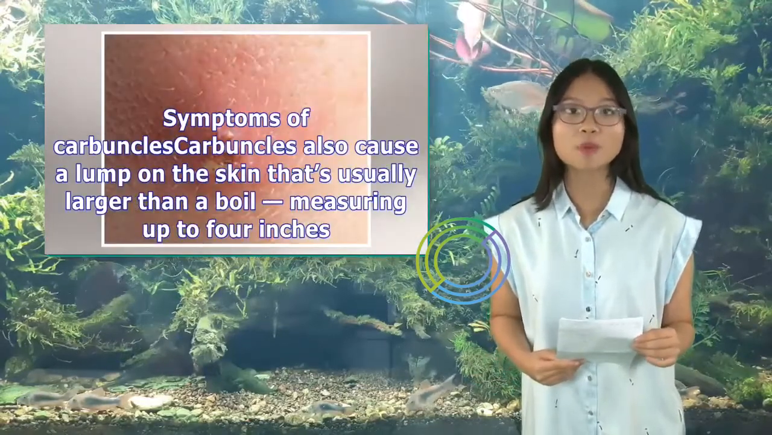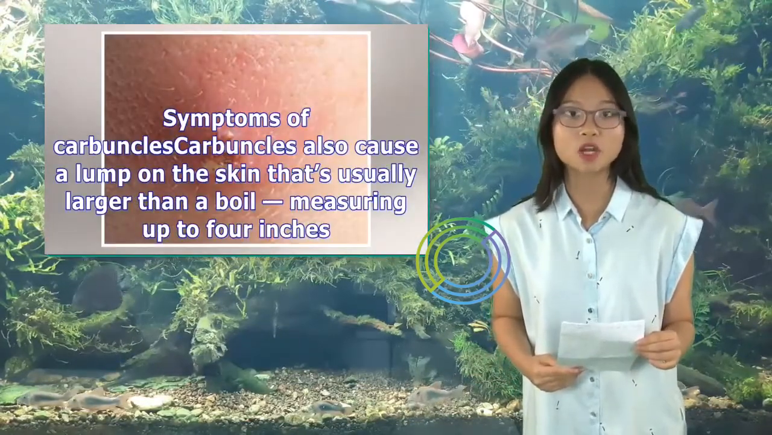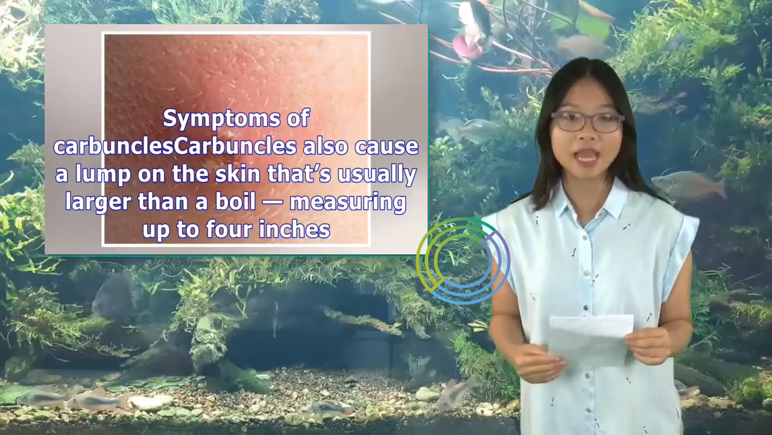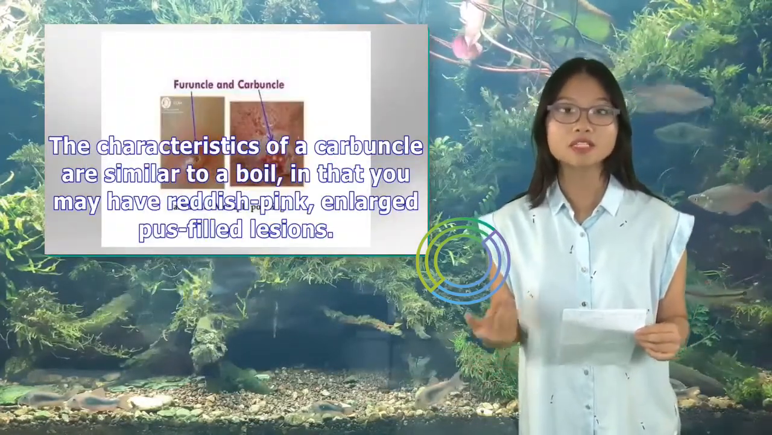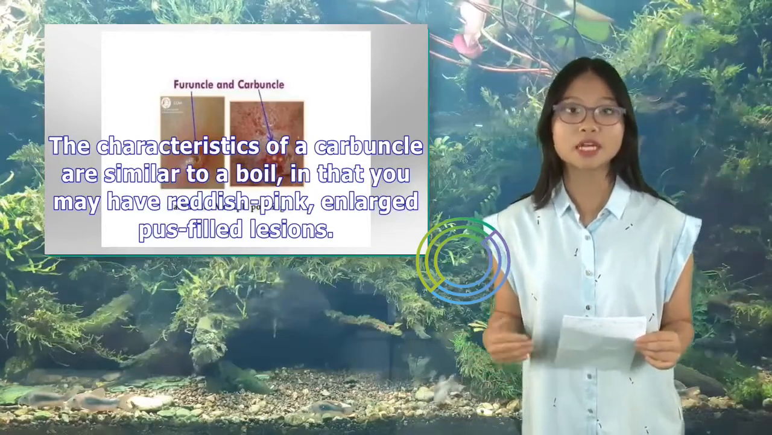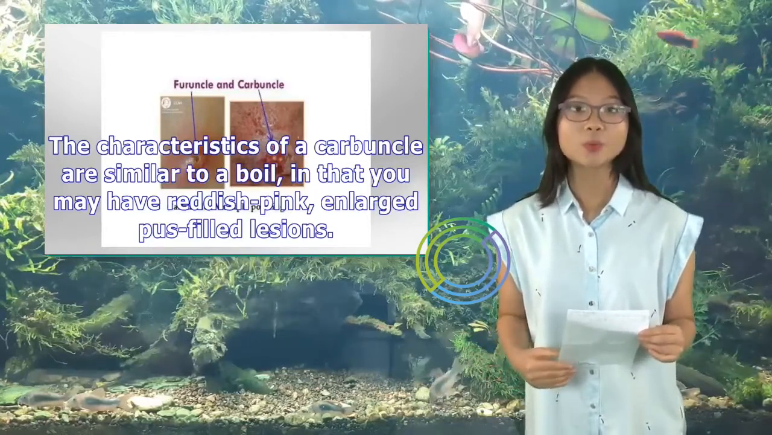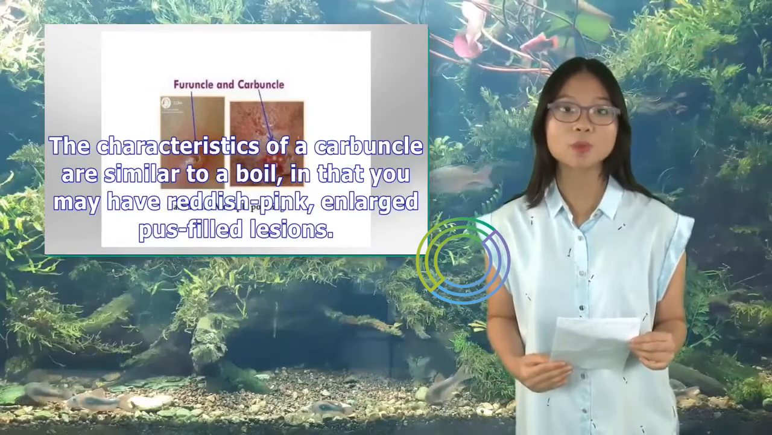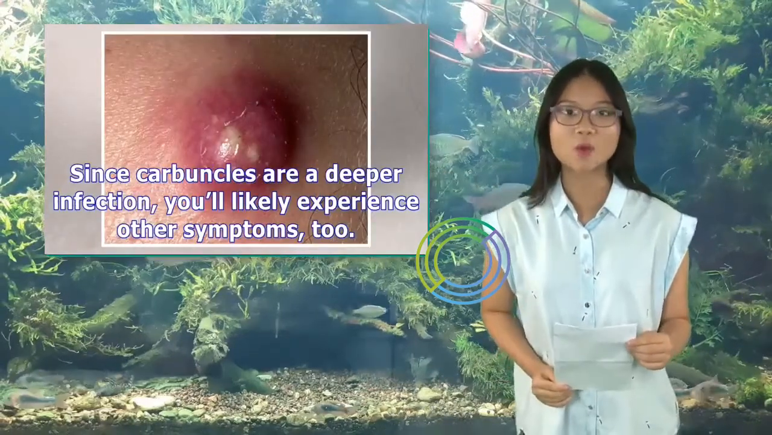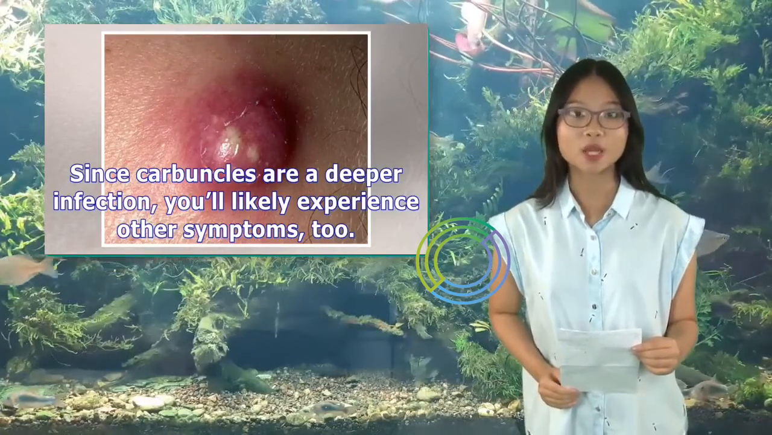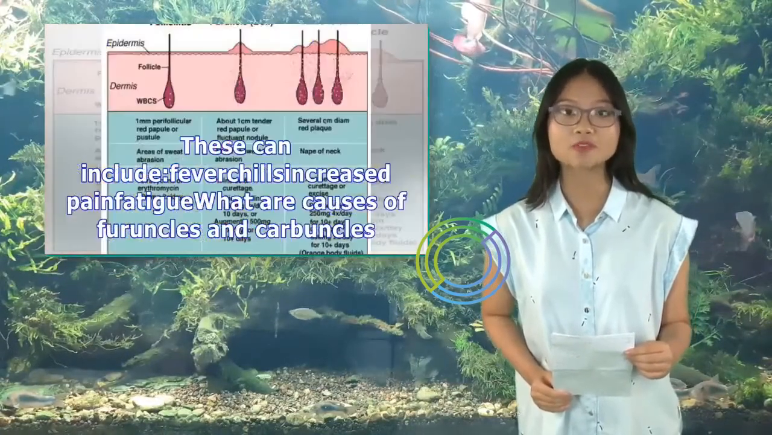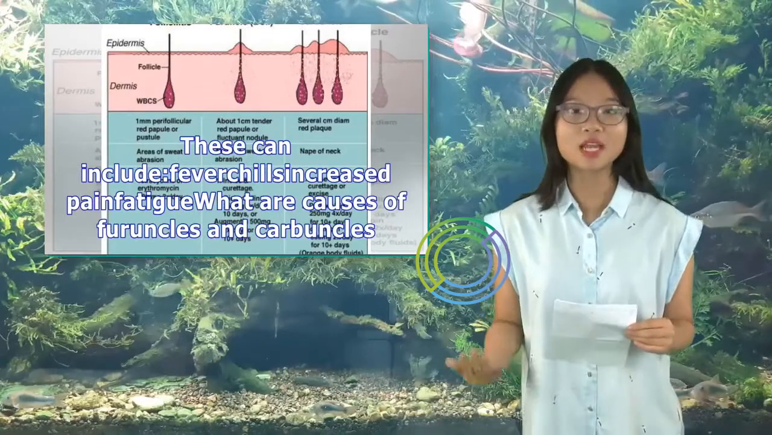Symptoms of carbuncles: carbuncles also cause a lump on the skin that's usually larger than a boil, measuring up to 4 inches. The characteristics of a carbuncle are similar to a boil, in that you may have reddish-pink, enlarged pus-filled lesions. Since carbuncles are a deeper infection, you'll likely experience other symptoms, too. These can include fever, chills, increased pain, fatigue.